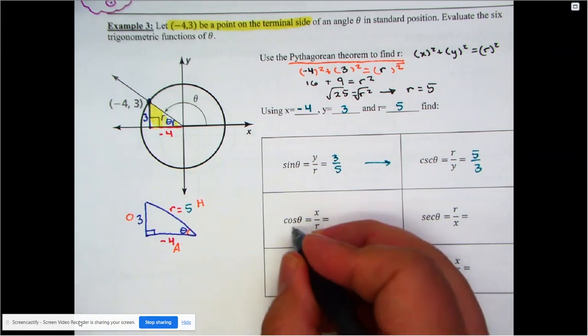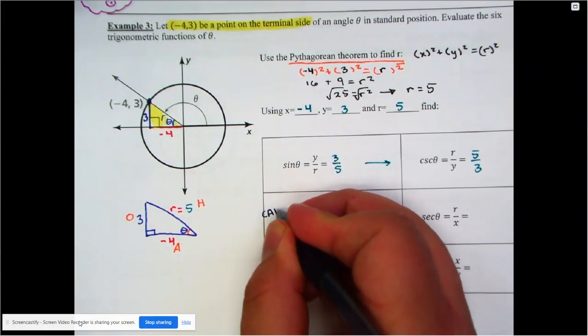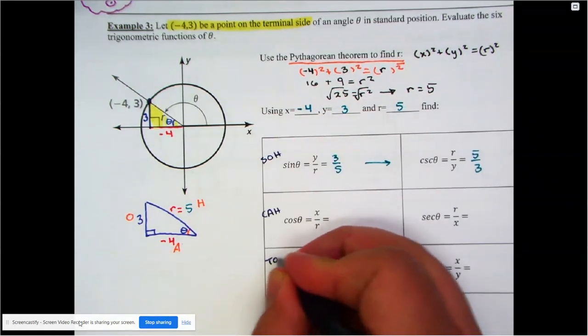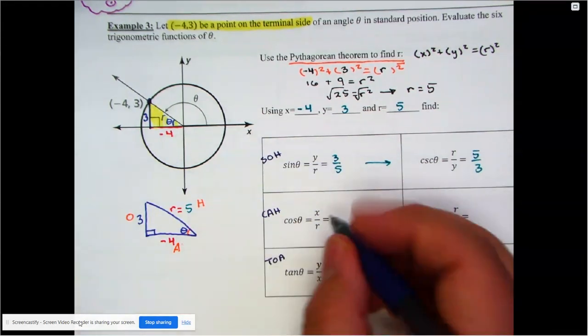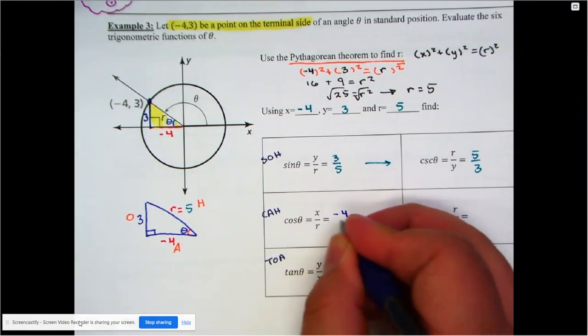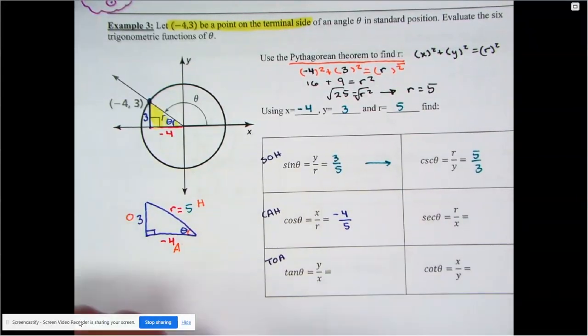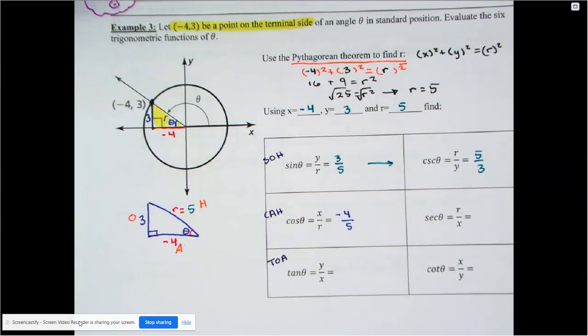Similarly, cosine. Well, according to what we know, cosine is CAH, right? According to our friend SOHCAHTOA. And so if it's CAH, well, the A is -4. And yes, you got to bring in that negative over the r, which is 5. And yeah, my answer is just -4 over 5. It's okay to have negative because of the direction we're in. Look at where we're located.